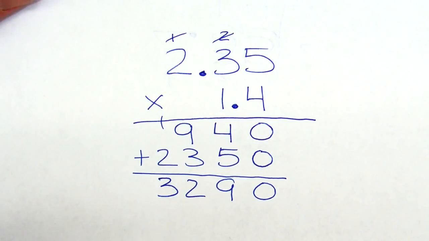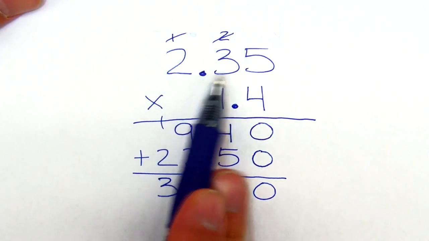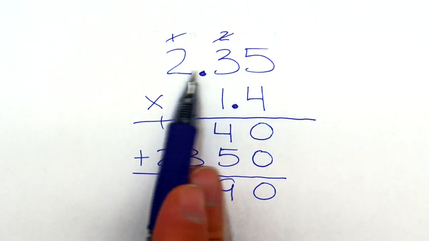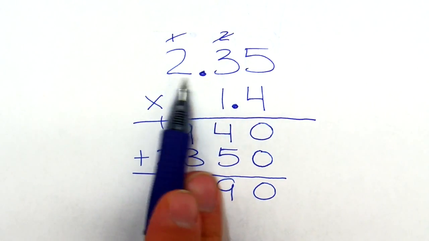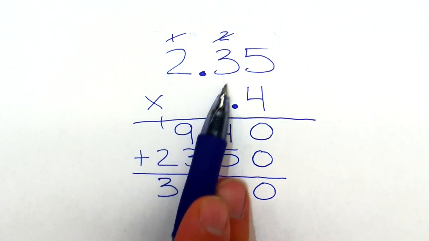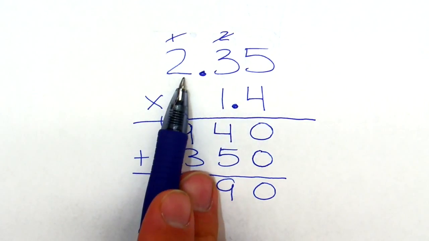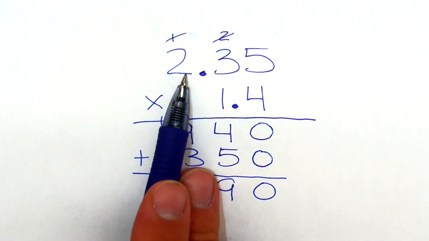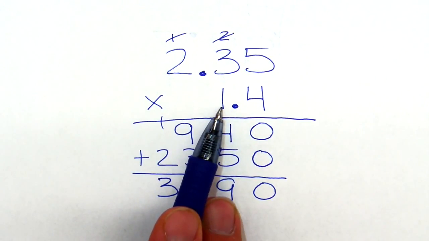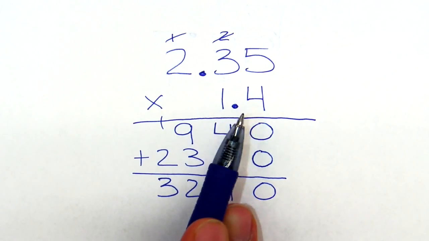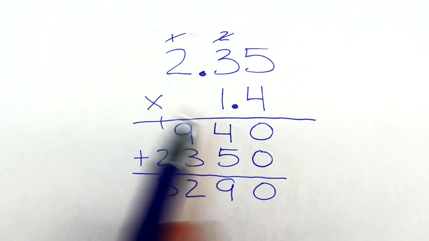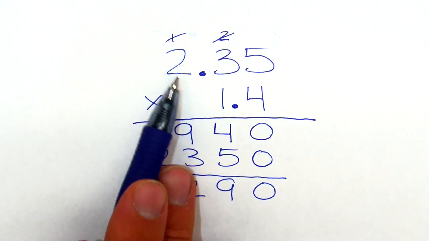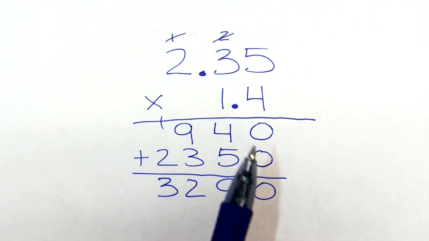Now, let's look at one way to figure out where the decimal goes. One way is using number sense, right? 2 and 35 hundredths is kind of like 2. If we look at the 2 and the 3 next to it, the 3 tells the 2, hey, stay the same, I'm closer to 2 than I am to 3. And 1.4, or 1 and 4 tenths, is closer to 1. So this problem is kind of like 2 times 1, which is 2.